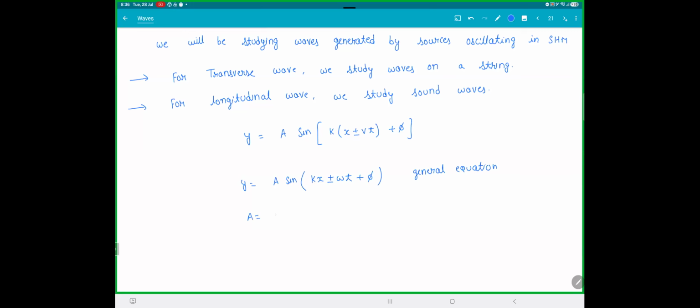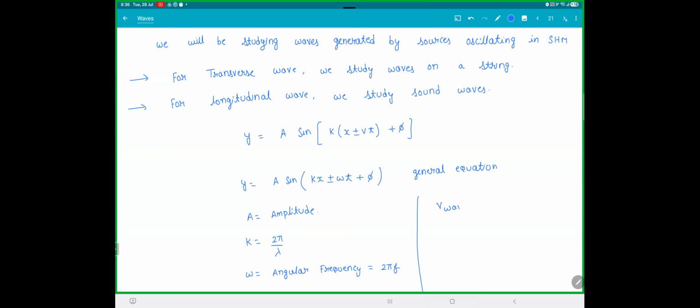In this, A is amplitude. We'll talk about each term. k is 2 pi by lambda. This is the angular wave number. Omega is your angular frequency. What is A, what is omega, all this we did in SHM. That k and lambda are something new. We will talk about that.